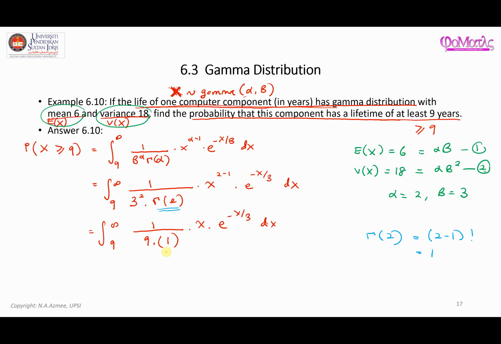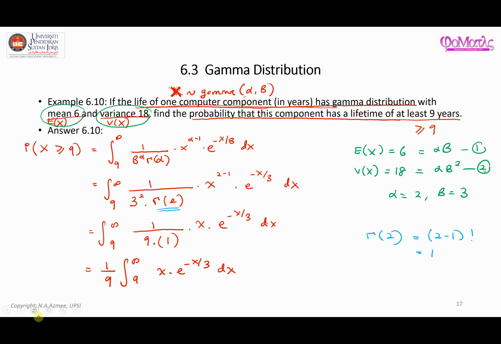Okay, now 1 over 9 is a constant, and you can just take it out from the whole process. So here we've got 1 over 9 times the integral from 9 to infinity of x e^(-x/3) dx. I hope that by now you can already identify the pattern of this function, and you know that in order to solve this integral, you need to apply integration by parts. Perhaps we should continue on the next page.